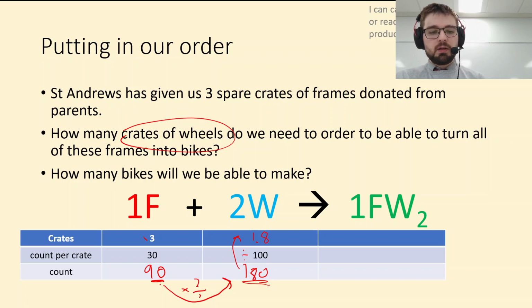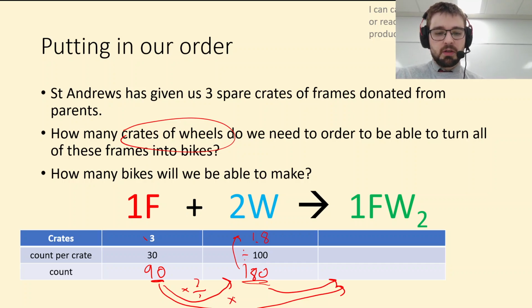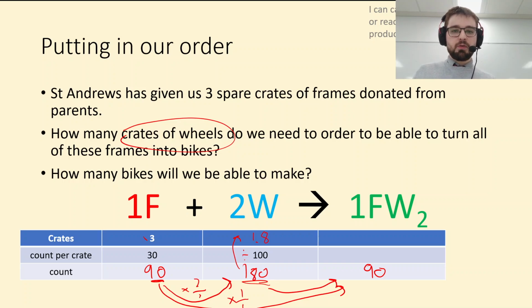Now, we can go from the frames to the bikes, or we can go from the wheels to the bikes. They will actually give us the same answer because it's again just a ratio. Let's just go from frames. So if we've got 90 frames times 1 over 1, or we could say it's a 1-to-1 ratio, so there'll be 90 bikes as well. So from these 3 crates donated, we'll get 90 bikes altogether. But we'll need to buy 1.8 crates of wheels.